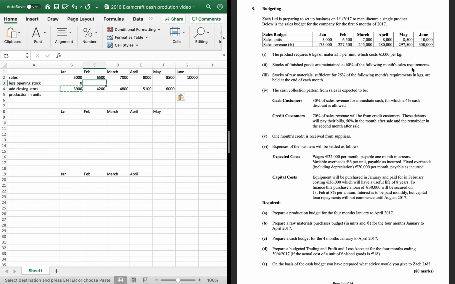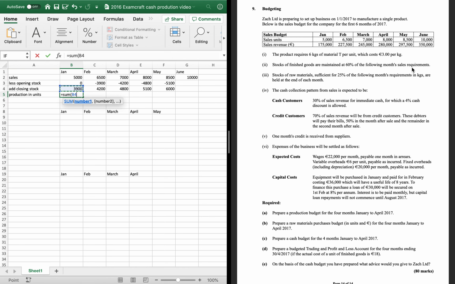So then, our opening stocks. Whatever we finish January with, we start February with. So if we finish January with 3,9, we start February with 3,9. We finish February with 4,2, we start March with 4,2, and so on. So finish March with 4,8, start April with 4,8, and finish April with 5,1, start May with 5,1. So that gives us our production budget. So just do your sums.